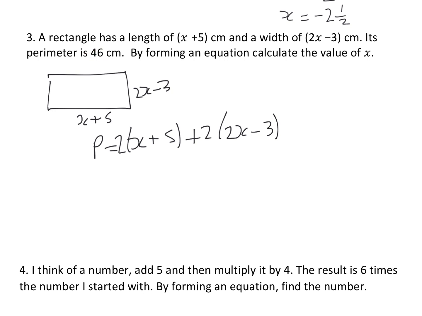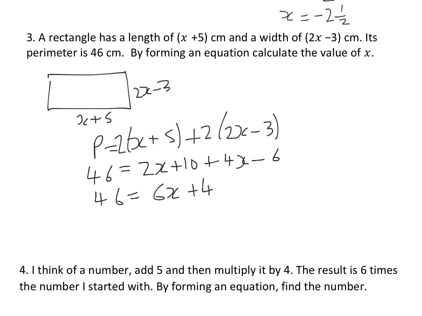We're told in the question the perimeter is 46, so we can write 46 equals, we can expand the right hand side, 2x plus 10 plus 4x minus 6. We can simplify that. 46 equals, we've got a 2x plus a 4x, which gives 6x. We have a 10, take away a 6, which gives 4. We then subtract 4 from both sides to get 42 equals 6x, and we divide through by 6 to get x is 7.